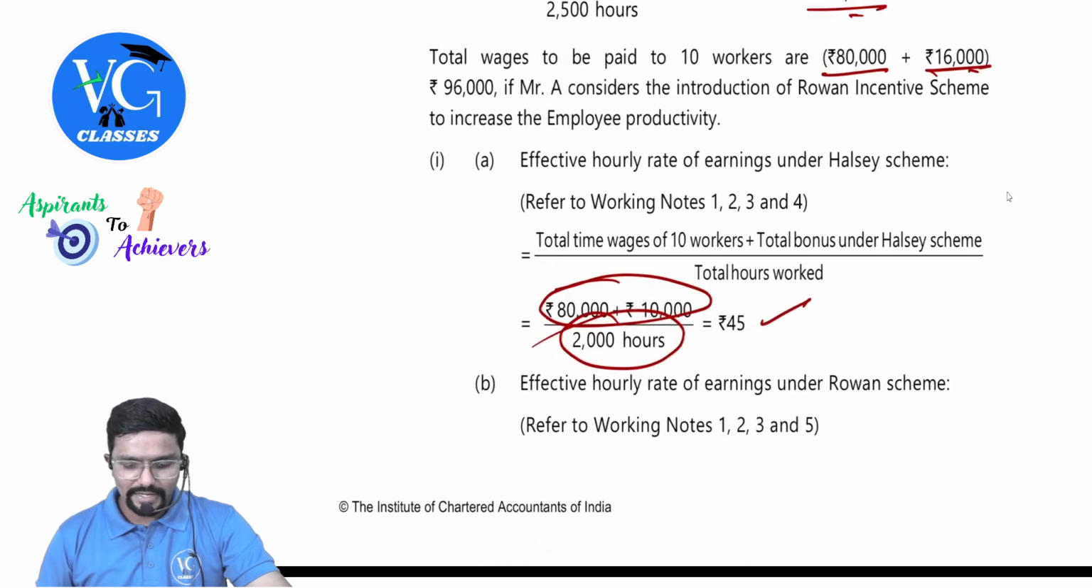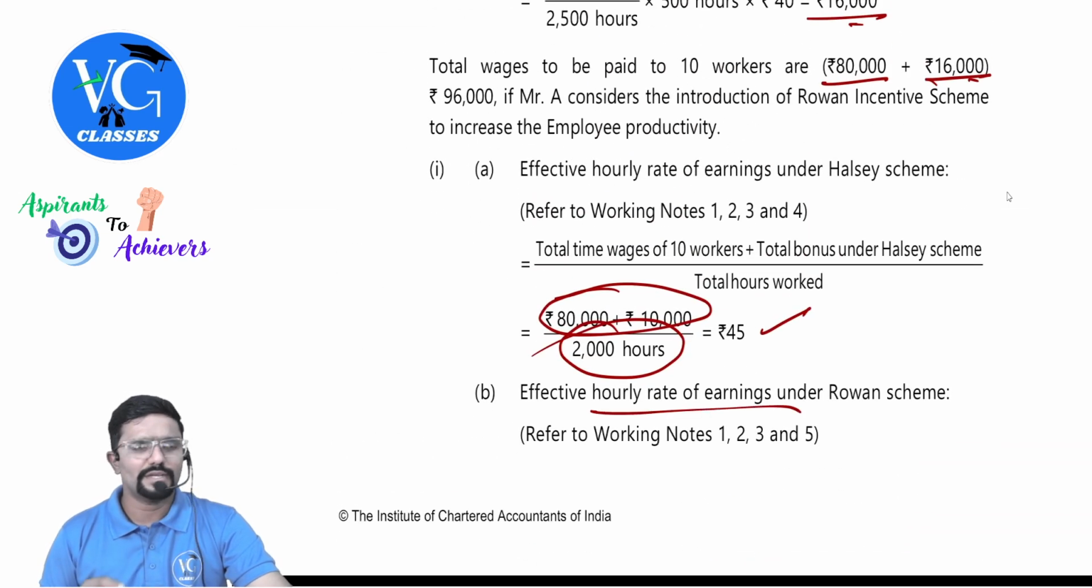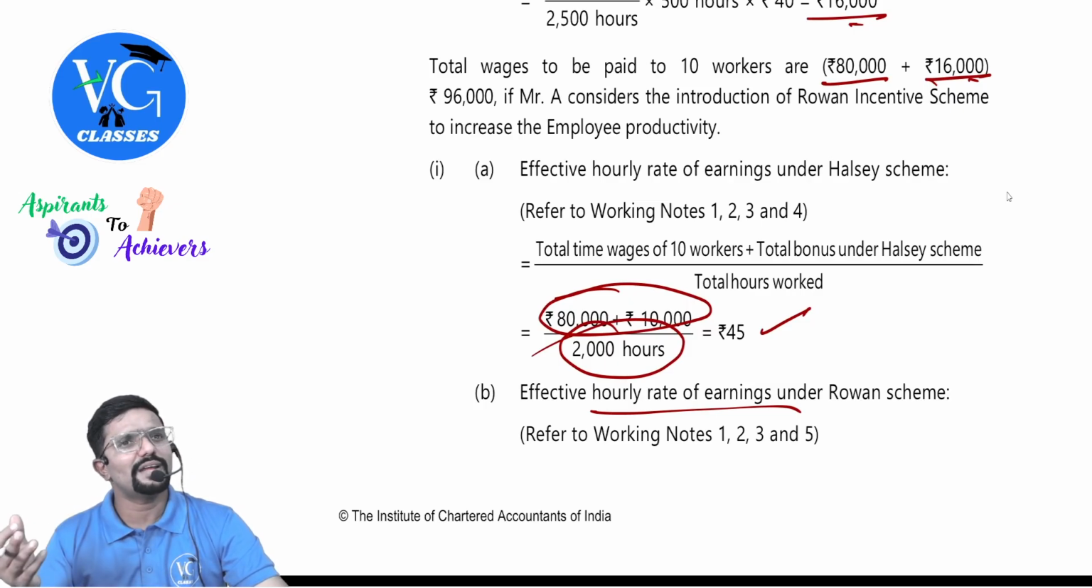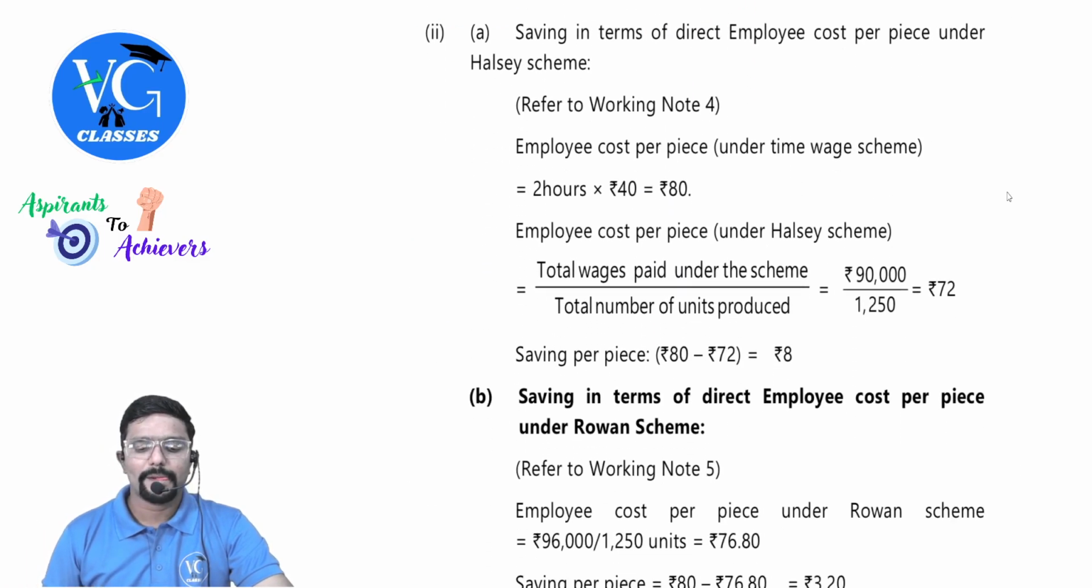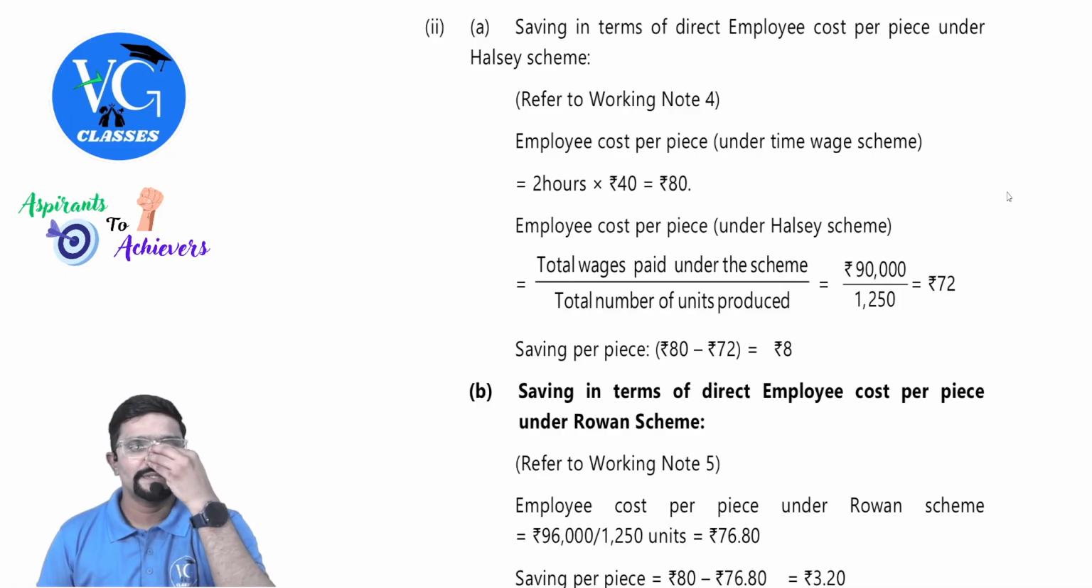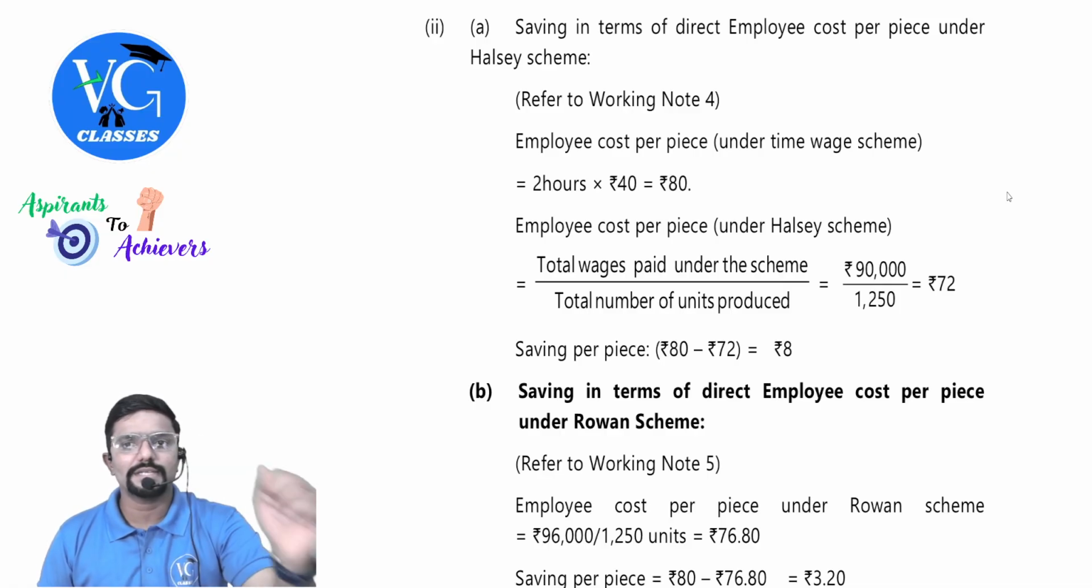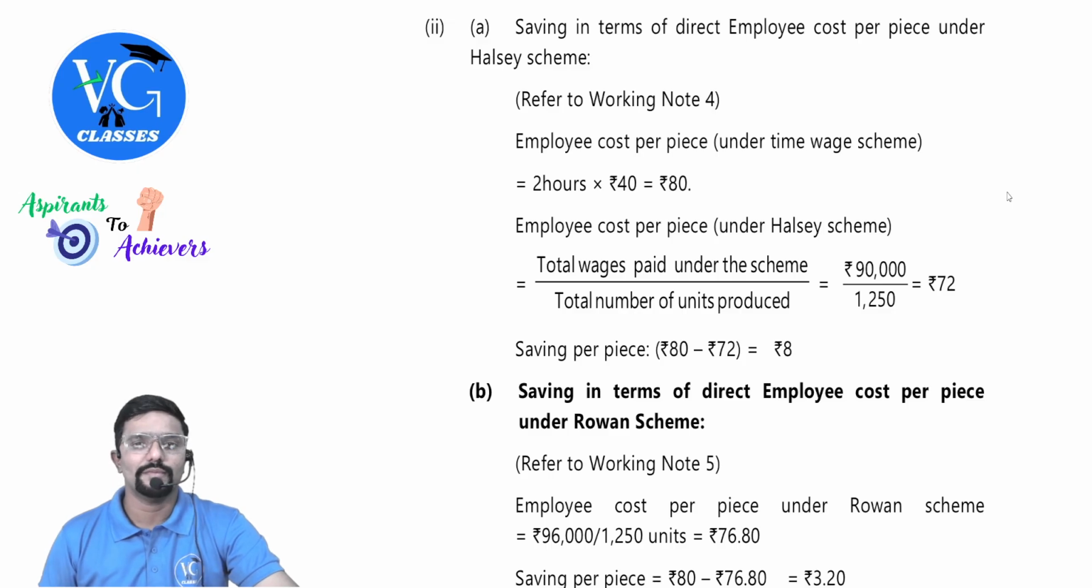Hourly earnings, that is what they have asked. Even if they ask from the company's point of view, what is the cost per labor hour? It is the same only, guys. Next, coming to saving in terms of direct employee cost per piece under ALSE scheme.